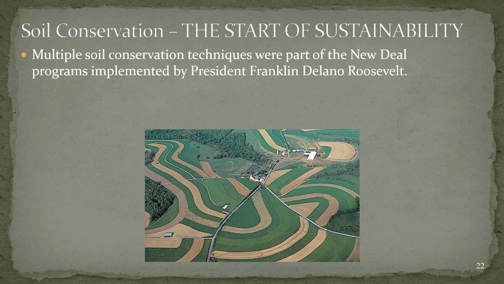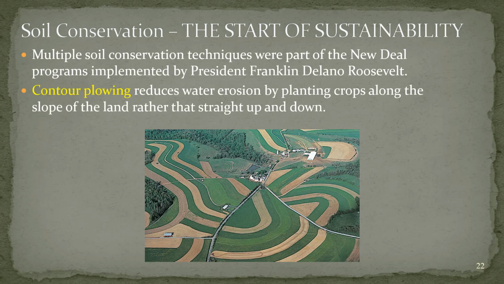And ultimately, President Franklin Delano Roosevelt created a soil conservation service that kind of came out of this, and it's called the New Deal. So some of these conservation practices basically came out of this New Deal from Roosevelt's administration. It includes contour plowing, which reduces water erosion by planting crops along the slope of the land rather than straight up and down. Okay, so we're starting to learn to plant with contours.